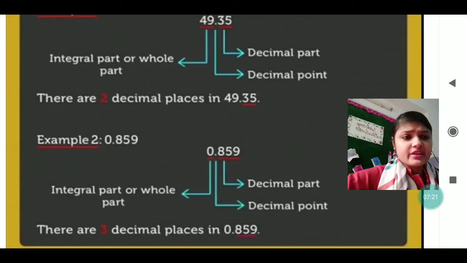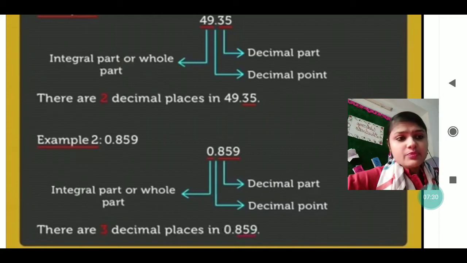Likewise, you can see here I have written one more example, that is 49.35. So the number 49 is here the integral part, or we can say the whole number. The dot which is present in between is called the decimal point, and the number which is written after that is the decimal part. There are two decimal places in 49.35, 3 and 5, so there are two decimal places. In the same way, in the next example, 0.859 is there. After the dot, how many numbers are there? 3 numbers are there, so there are 3 decimal places.